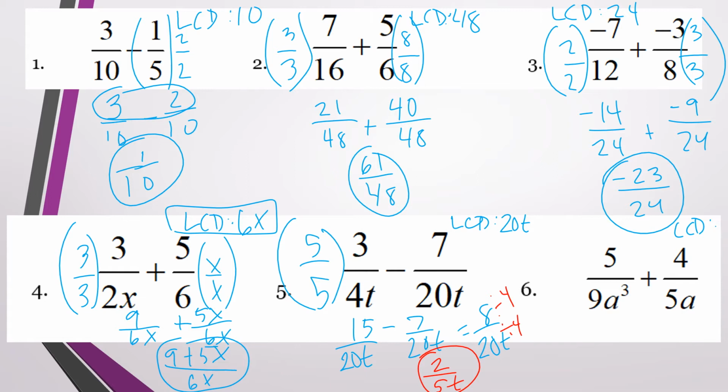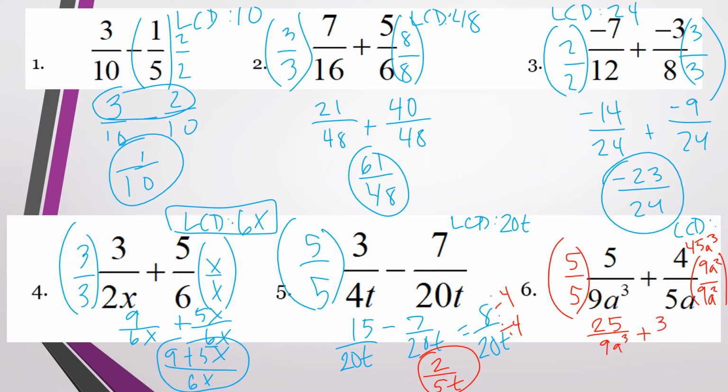The last one, so my LCD between 9 and 5, the common multiple between those two would be 45. And then I cannot just get rid of my a's. So the highest exponent is a to the third, so that's what I need to use for my variable here. 45a to the third. So for the first fraction, I'm going to multiply by 5. 9 times 5 gives me 45. Then for the second one, I need to multiply by 9, but I also need to multiply by a squared to get to that a to the third. 5 times 5 is 25.